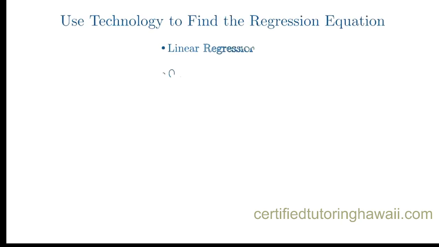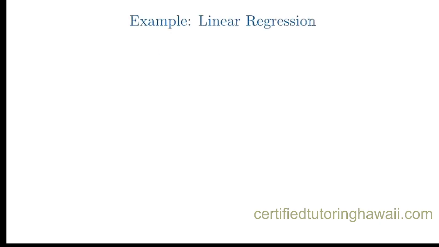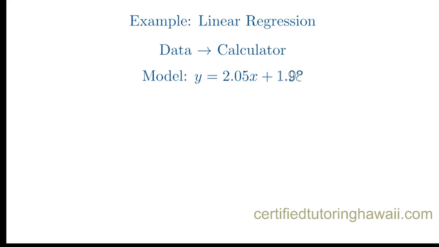Once we've identified a possible function type, we can use technology, like a graphing calculator or software, to find the regression equation. This process, called regression, finds the specific line, parabola, or curve that best fits our data. For our first example, let's say the data suggests a linear model. A linear regression would give us an equation in the form y equals ax plus b. That represents the line of best fit. Our calculator might tell us that the best linear model for our data is y equals 2.05x plus 1.98. This is our predicted model.